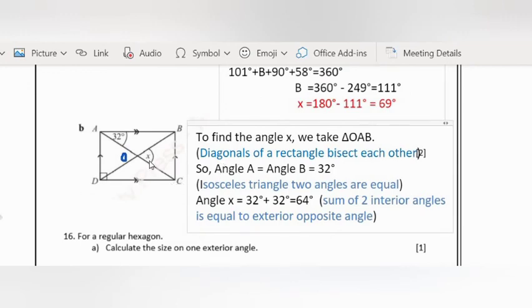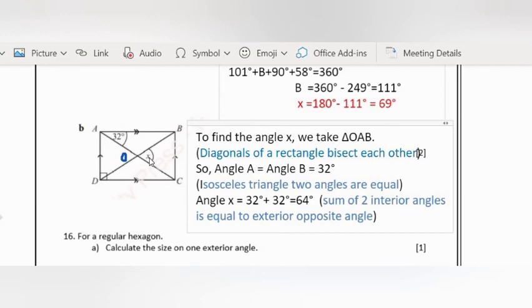So we are asked to find out x here. To find x, we take the triangle OAB, this triangle. You mark the diagonals, where the two diagonals intersect, we mark it as O, and we take the triangle OAB. You can see that triangle OAB is an isosceles triangle, because for a rectangle we have the property that the diagonals bisect each other, and so angle A and angle B are going to be equal. So angle A is equal to angle B.